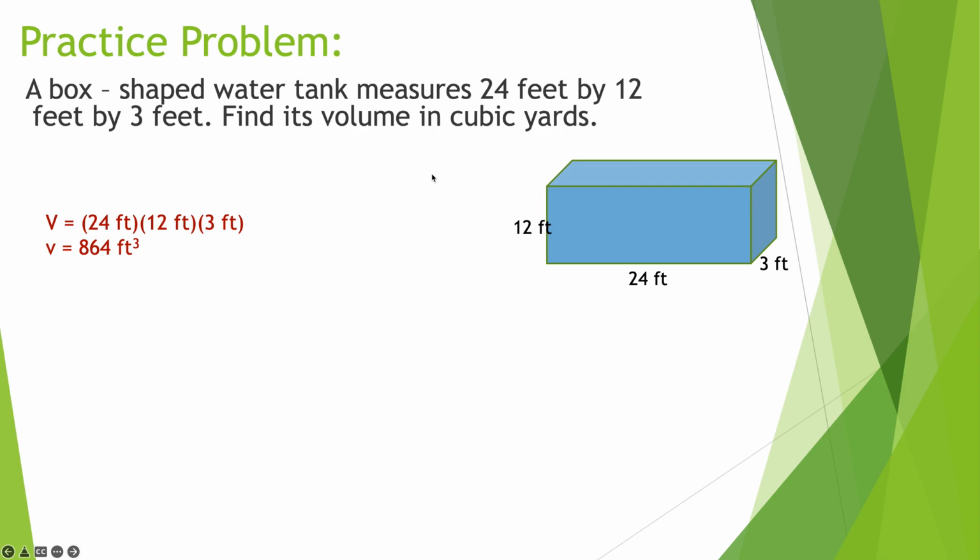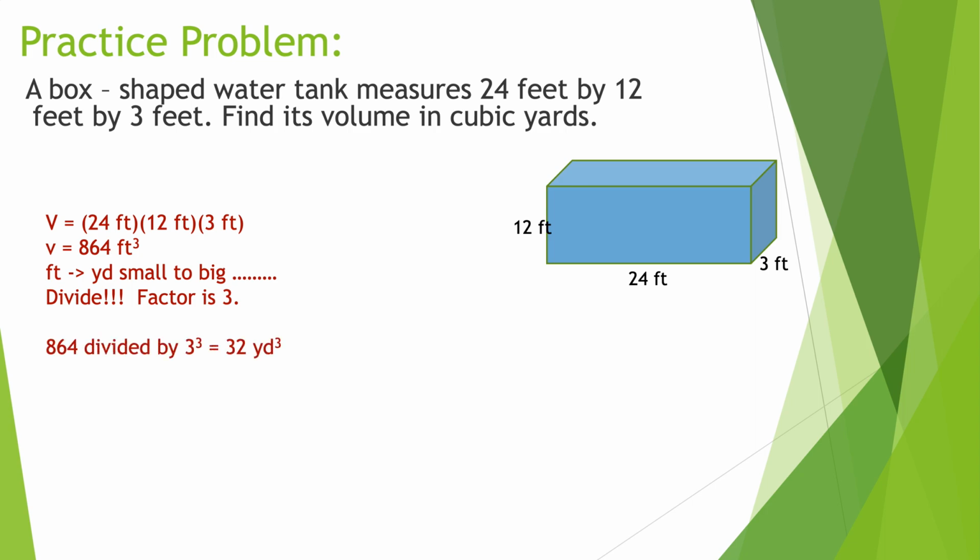But danger, danger, danger. They want the answer in cubic yards. So what do we got if we do cubic yards? Well, that means I have to convert from feet to yards. And that's smaller to bigger. And we all know that when you go from smaller to bigger, you divide. The factor is 3, but it's a 3 for every one of those feet. So that means it's a total factor of feet times feet times feet, which is 3 times 3 times 3, which is 27. And 864 divided by 3 cubed, which is 27, is 32 cubic yards.